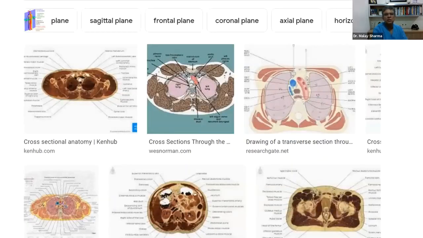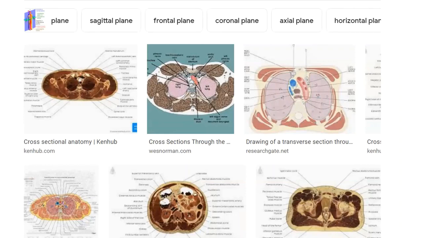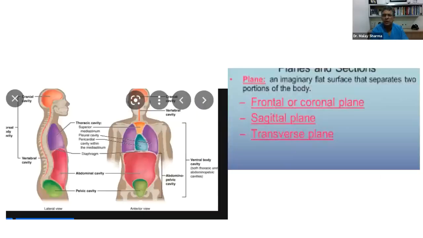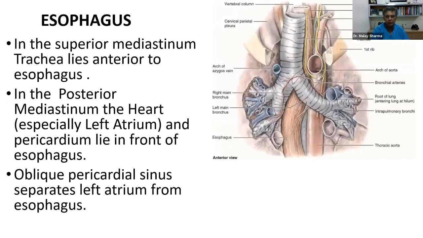And you must remember that these are the 3 planes, sagittal, frontal or coronal, and axial plane. The axial plane, of course, is the important plane. But this plane is the least important plane. This plane is important because you know each side, these planes are important for you.